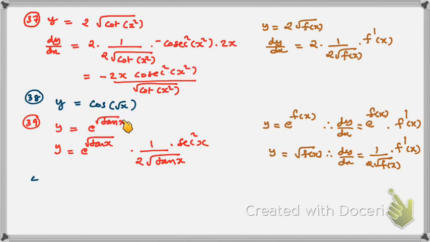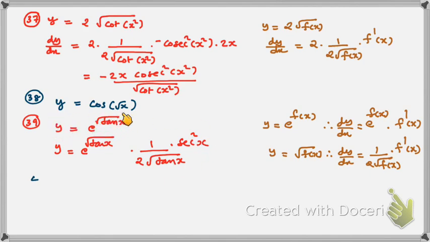Inner derivative, when I say it, is root of f of x, and derivative of root of f of x is 1 over 2 root f of x into f dash of x. So derivative of root of tan x is 1 over 2 root tan x into secant square x. Let's try that one more time.